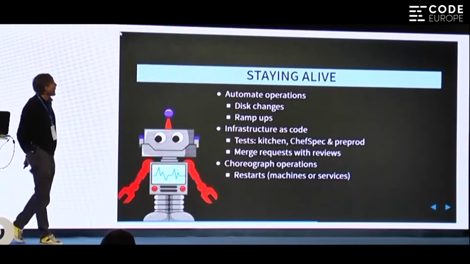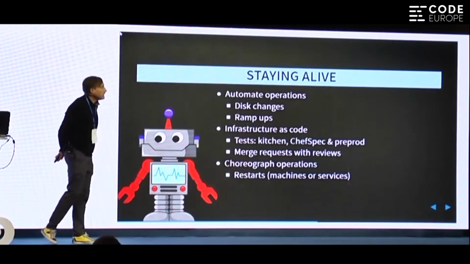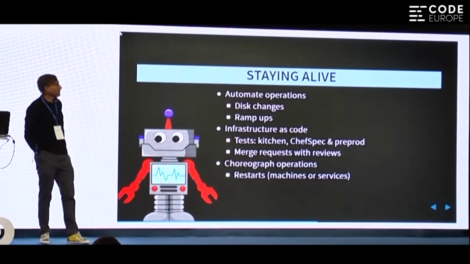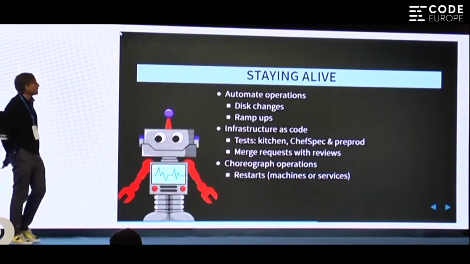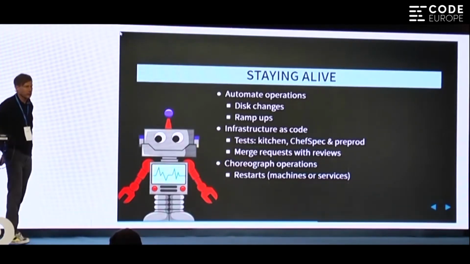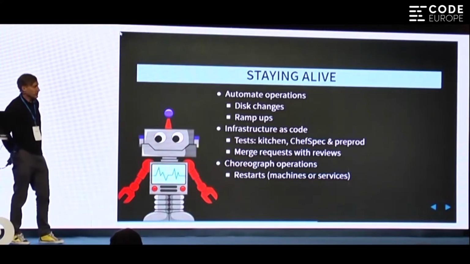So the important thing here is when you're running at this scale and when you're not somewhere where labour is cheap, you need to automate everything. You need to automate changing disks, because, well, I'll let you do the calculations of how many disks we've got, but it's well over 30,000.